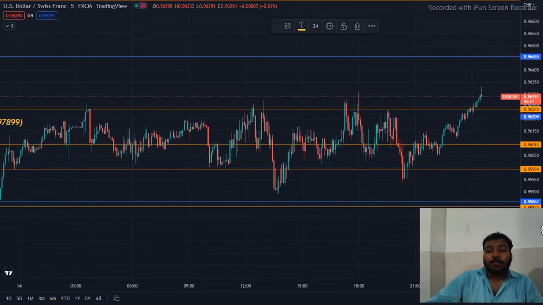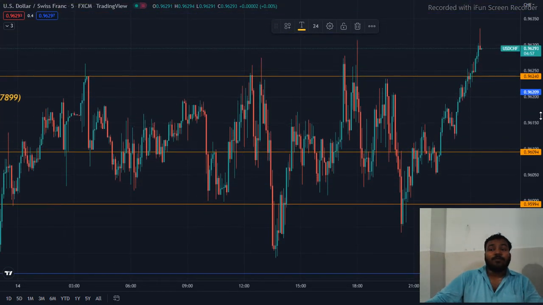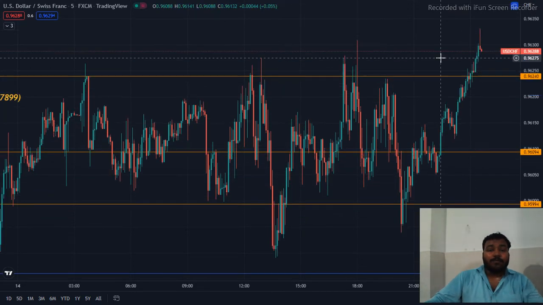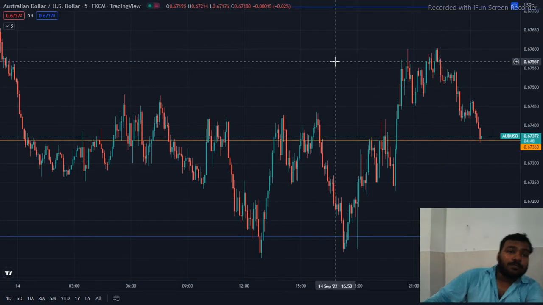0.95861 and 0.95840 is the support level down. On the high side, we are having resistance at the level of 0.96455. Alright, now let us see the next one. The next one is AUD USD.